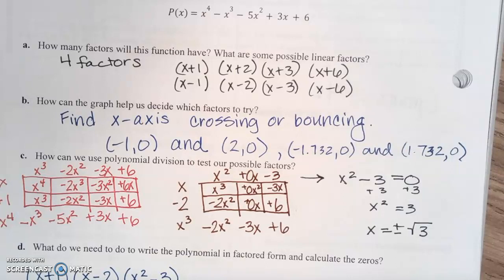Part B says, how can the graph help us decide which factors to try, okay? So if you have access to a graphing calculator, sometimes you do, sometimes you don't, you would graph this polynomial and you would find where it's crossing or bouncing off, or even if it flattens out, the x-axis, okay?